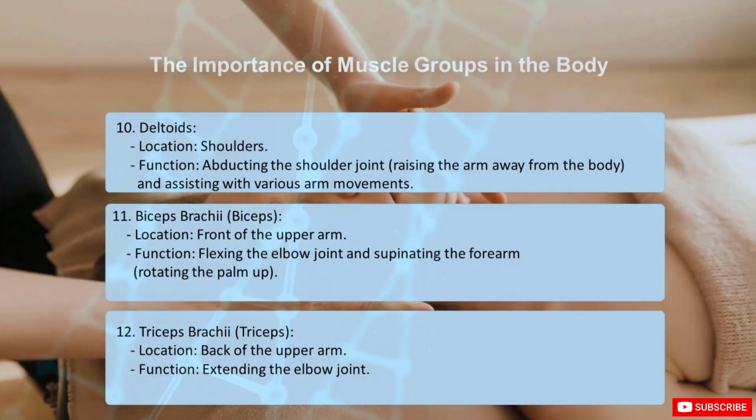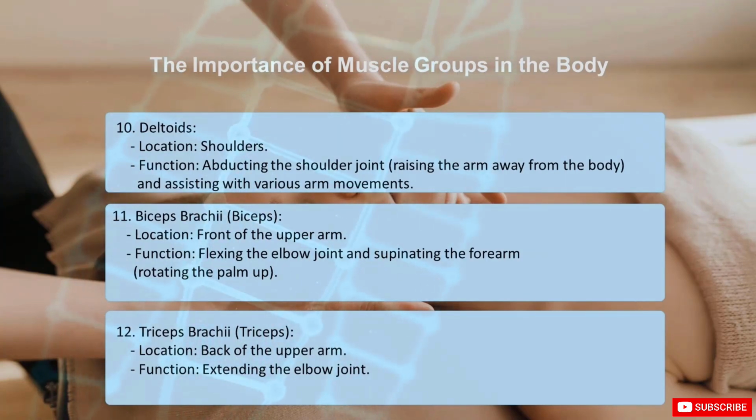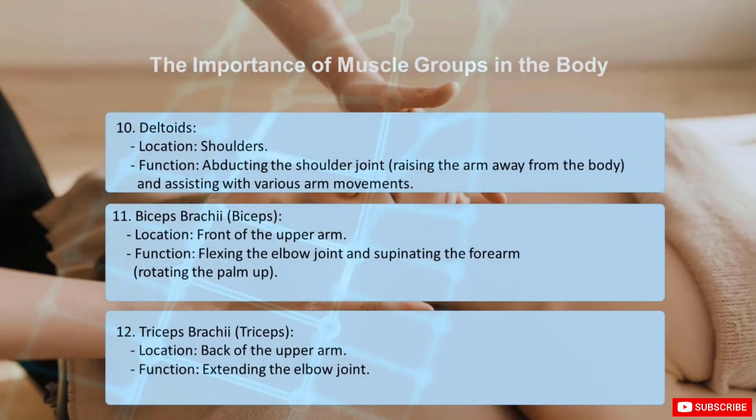Function: flexing the elbow joint and supinating the forearm, rotating the palm up. 12. Triceps brachii, triceps. Location: back of the upper arm. Function: extending the elbow joint.